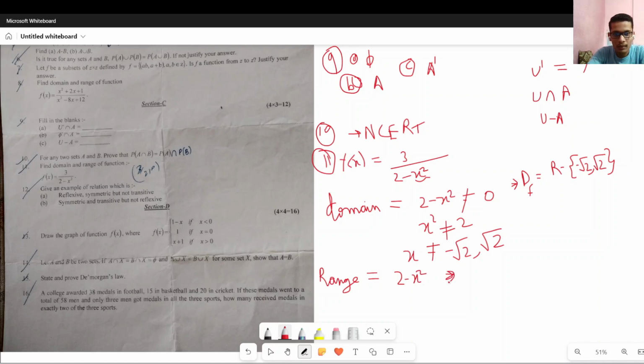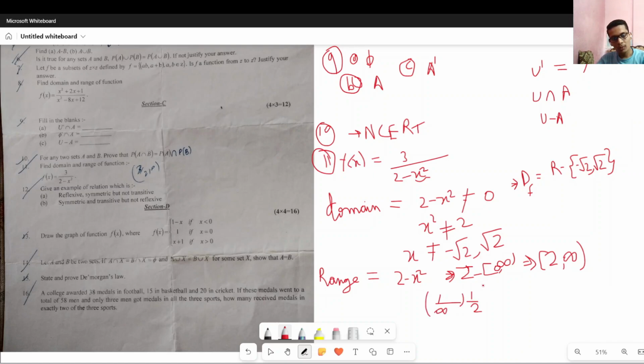That is 2 minus, this is 2, 0 to infinity, which will be 2 to infinity, closed interval, 2 to infinity. But we have to make its reciprocal because it's in the denominator. So its reciprocal will be simply 1 by 2 and 1 by infinity. 1 by infinity to 1 by 2.